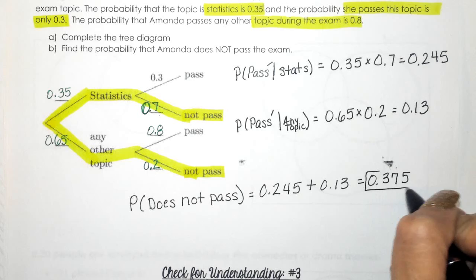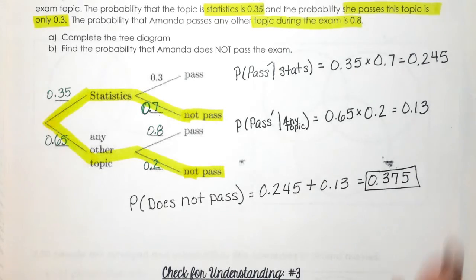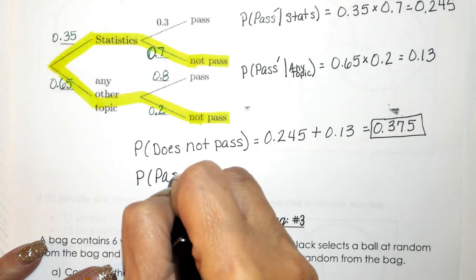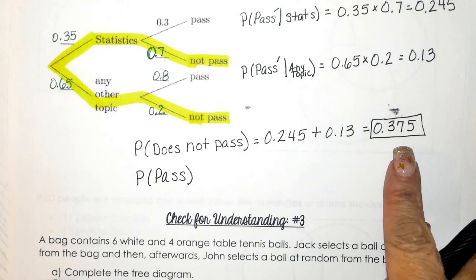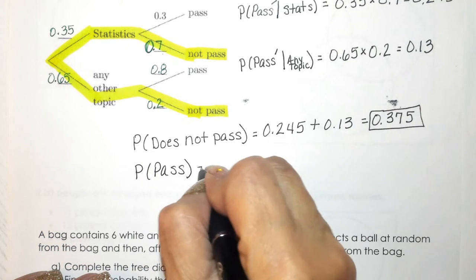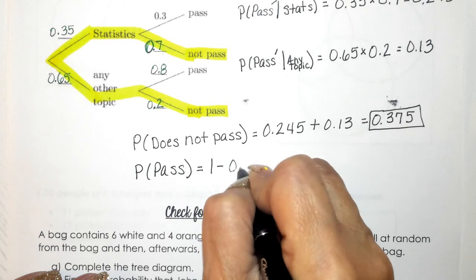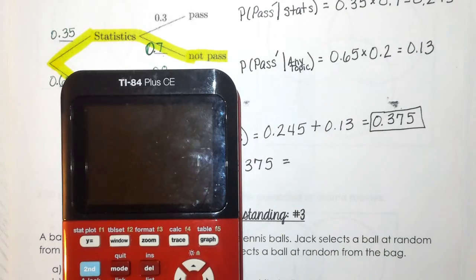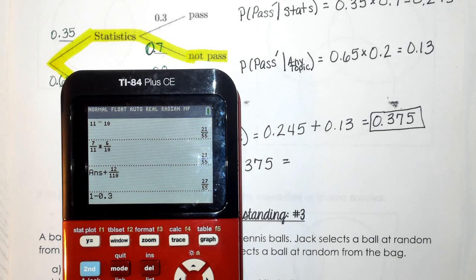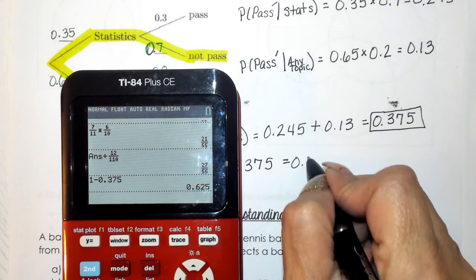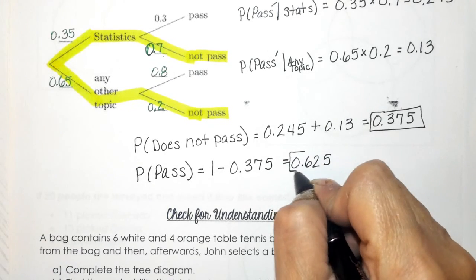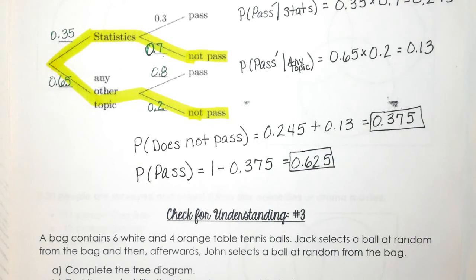Well, you know what? When you think about it, what's the probability that she would pass? Well, remember probabilities, what do they add up to? They add up to 1. So could we say 1 minus 0.375 equals, here we go, 0.625. So that's the probability that she passes. I like those. That's better. Okay, so here we go.